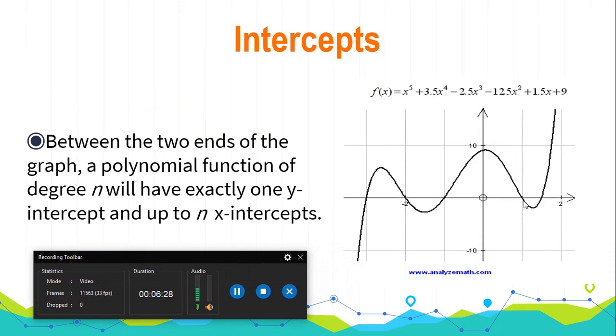If we look at our graph here, this is a polynomial function of a 5th degree. We should have 5 solutions. If you look, we've got 1, 2, 3, 4, 5. And we should have one less turn, so we should have 4 turns. Here's 1, 2, 3, and 4. In addition to that, we will also only have one y-intercept. So this is right here where it crosses the y-axis.